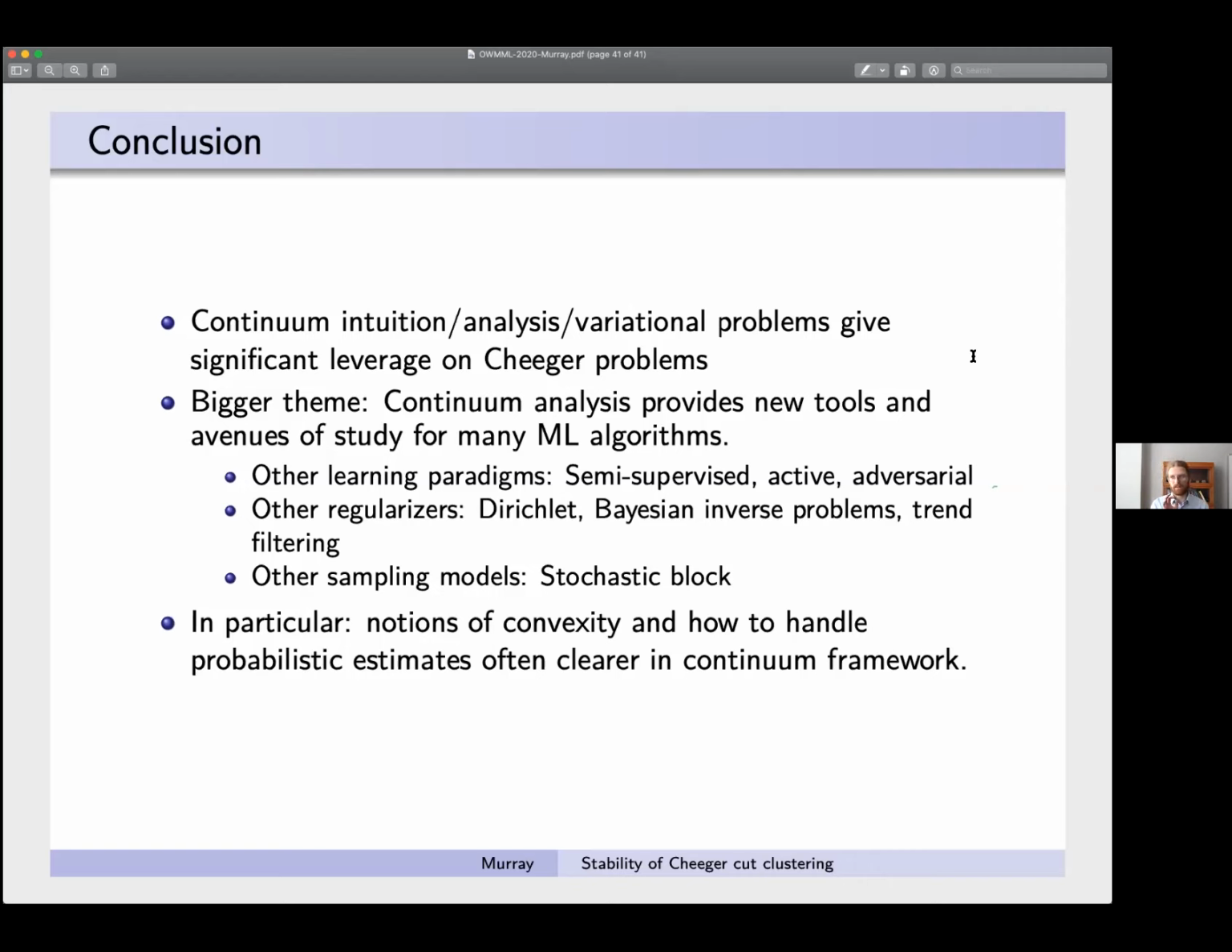One of the specific takeaways from this talk is that the notions of convexity and how to handle these probabilistic estimates are often clear in the continuum framework. Oftentimes we're able to better understand and analyze them first in the continuum framework and then use that to say something about the discrete problems.